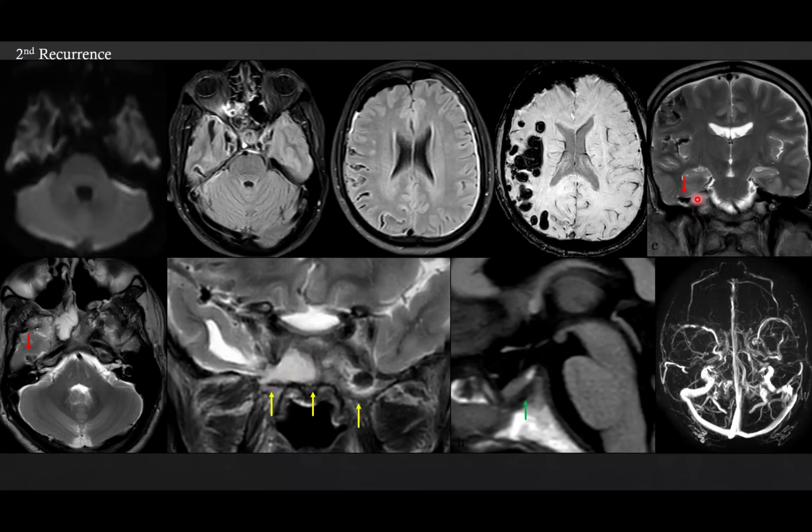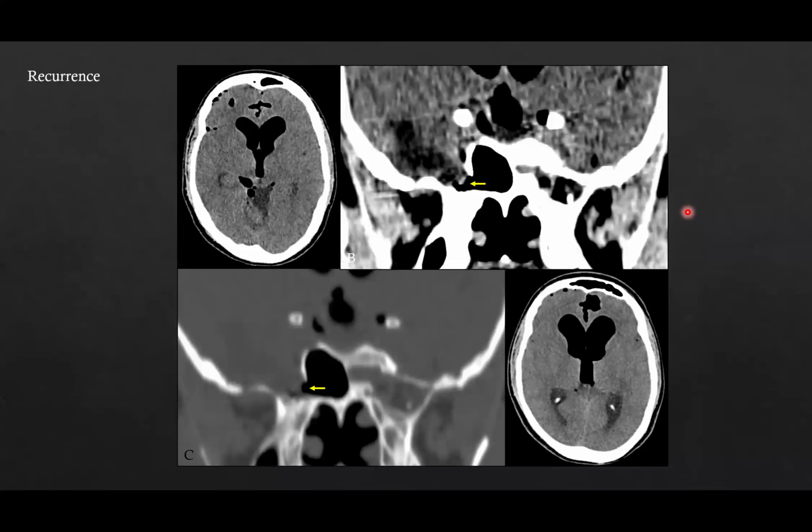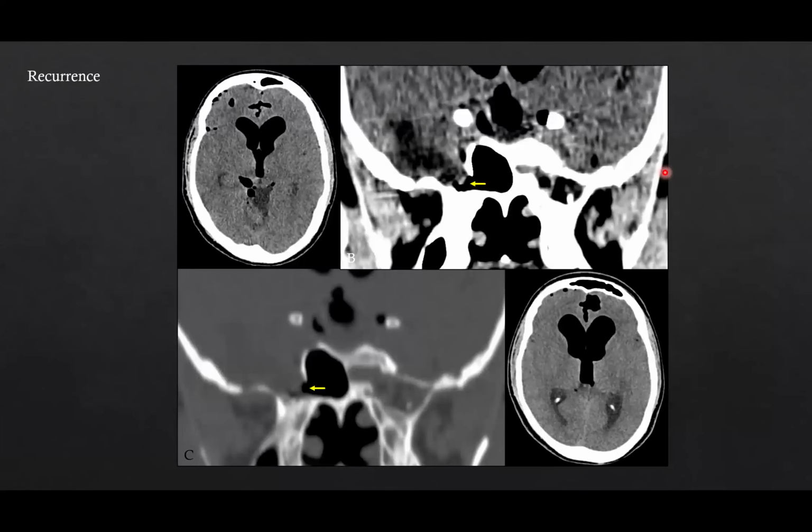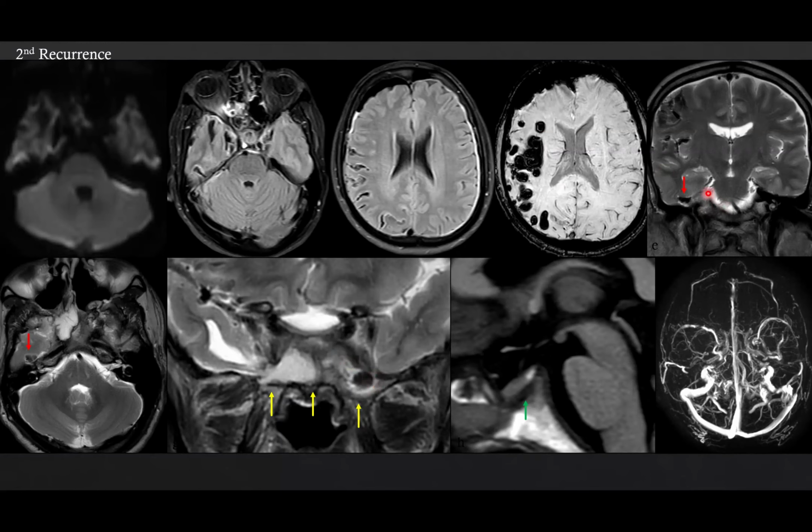But if you have a closer look at the region of the tegmen tympani, this is the same site where he had a break seen on the prior CT scan. If I go to the prior images, this is the same site. Same site. Now we see an air-fluid line in this region. This is the axial image.